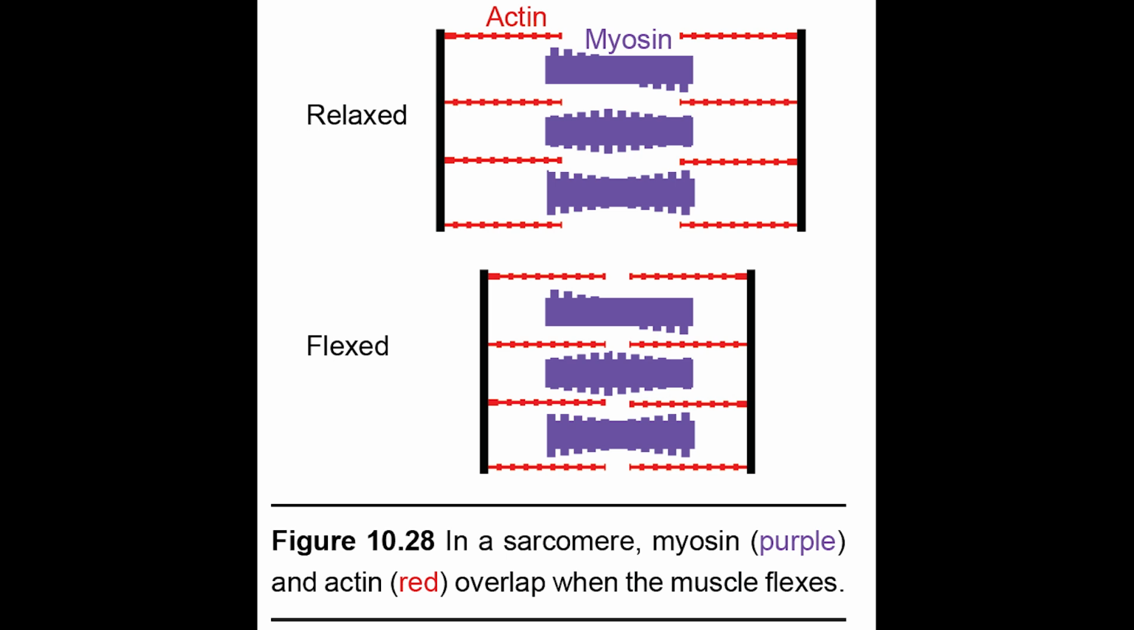The contraction within sarcomeres happens between two proteins, actin and myosin. Actin are the thin filaments that form the scaffolding, and myosin are thick filaments that pull the actin together, shortening the sarcomere and contracting the muscle.